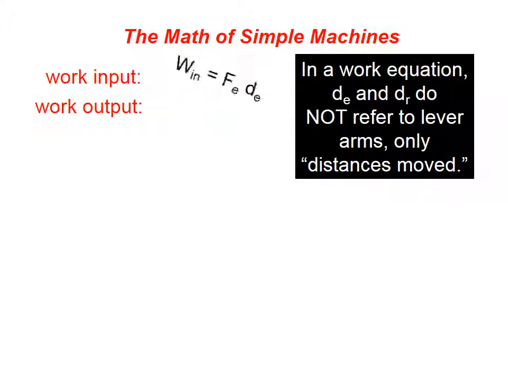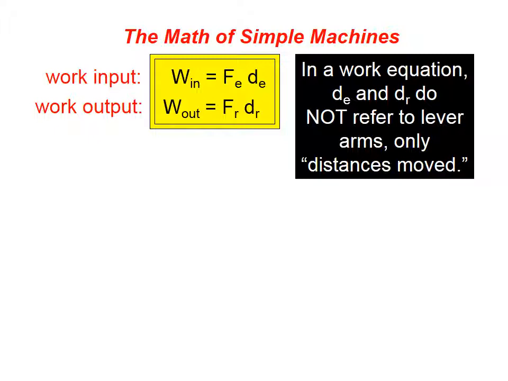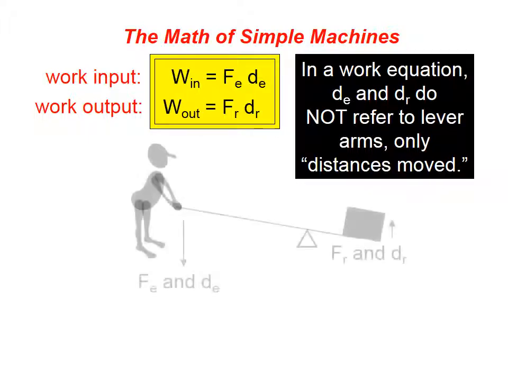The input work in a simple machine is found by taking the effort force times the effort distance. You might recall that work is force times distance. Similarly, the output work is the resistance force times the resistance distance. You need to be careful whenever we use De and Dr in a work equation. They cannot refer to lever arm distances, only distances that forces move. So be careful of that.